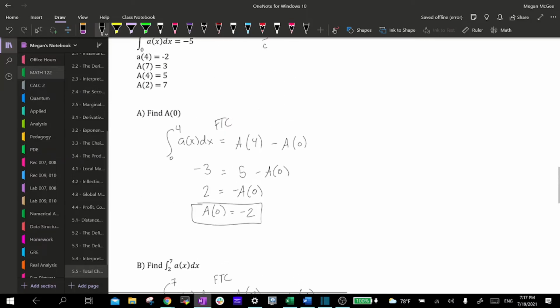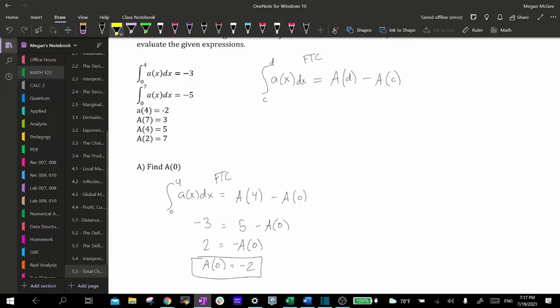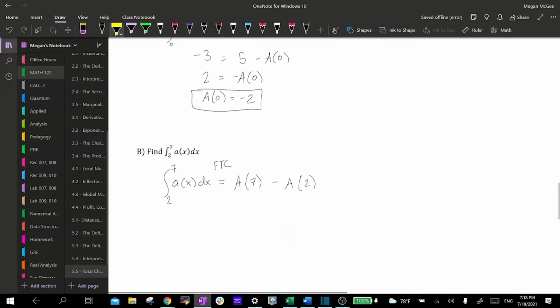If we scroll back up to look at our given information, we are given A of 7, and we are also given A of 2. So we can use these two pieces of information and go ahead and plug them in to our equation here. So A of 7 is 3, and A of 2 is 7. So we get 3 minus 7, which gives us -4, and we've now found the integral.